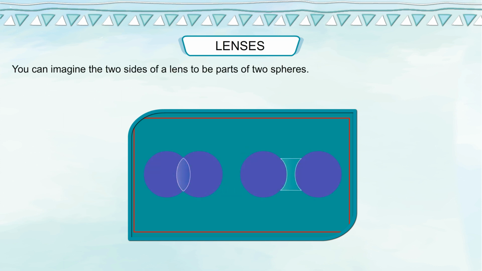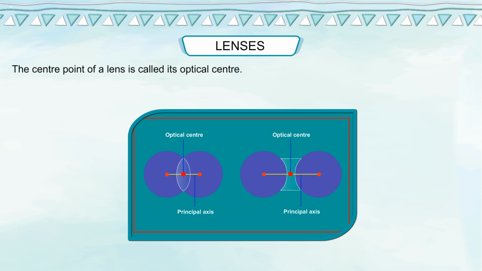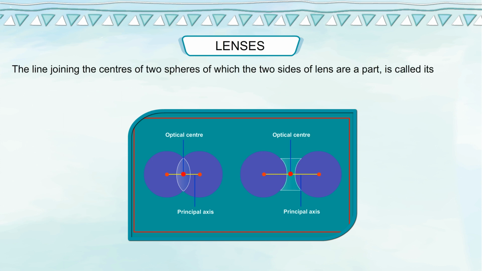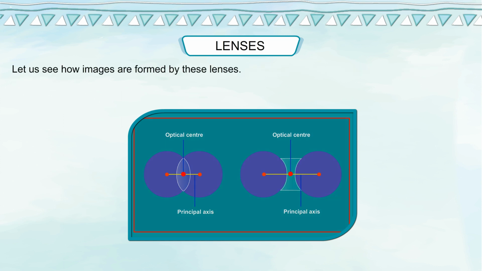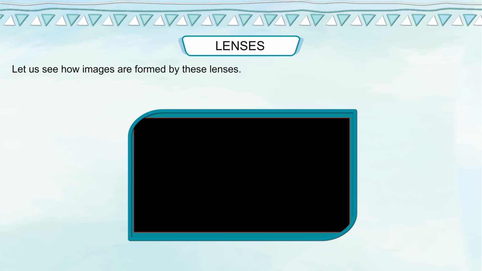You can imagine the two sides of a lens to be parts of two spheres. The center point of a lens is called its optical center. The line joining the centers of two spheres of which the two sides of the lens are part is called its principal axis. Let us see how images are formed by these lenses.